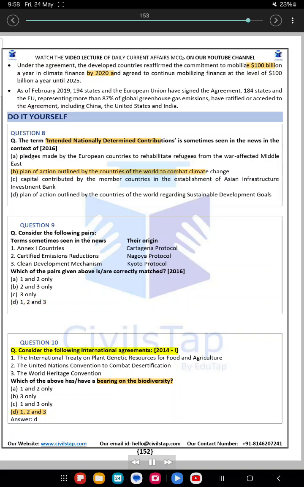Question 10. Q. Consider the following international agreements, 2014. 1. The International Treaty on Plant Genetic Resources for Food and Agriculture. 2. The United Nations Convention to Combat Desertification. 3. The World Heritage Convention. Which of the above have a bearing on the biodiversity? A, 1 and 2 only. B, 3 only. C, 1 and 3 only. D, 1, 2 and 3. Answer, D.